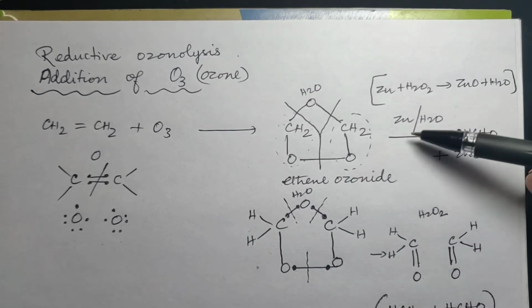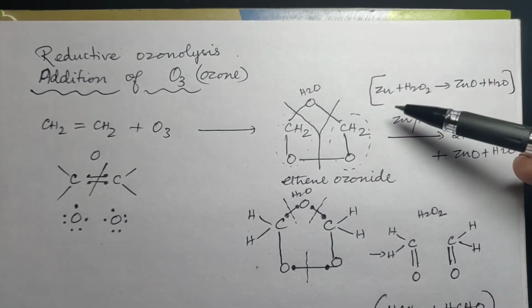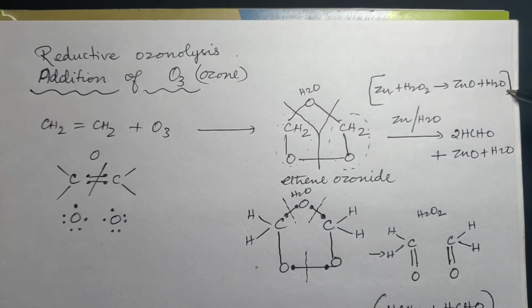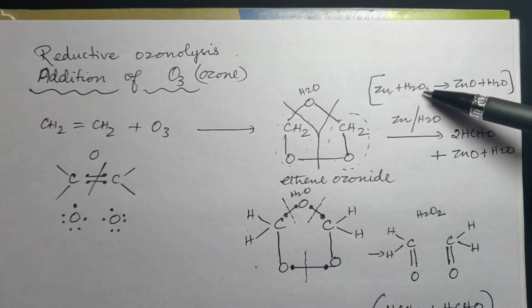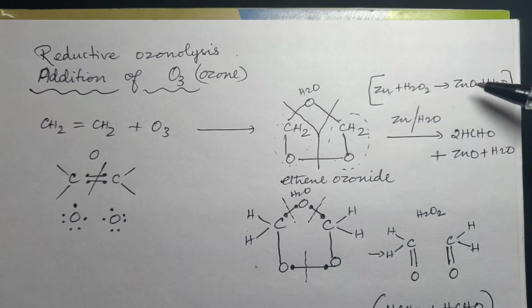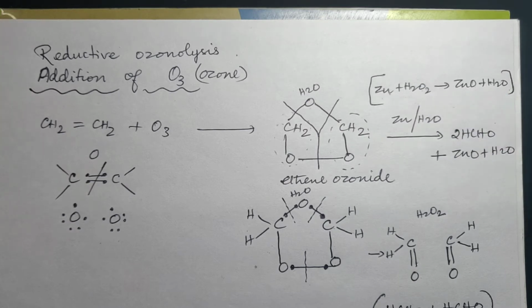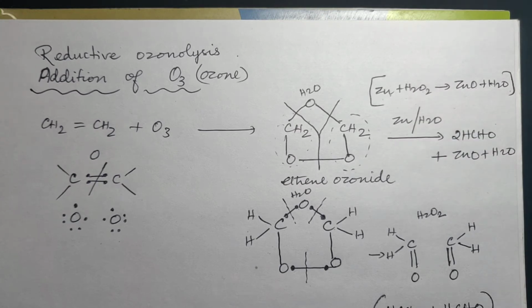Now what is this zinc dust doing here? This H2O2 will react with zinc dust, getting converted to zinc oxide and water. Now what is the role of H2O2 here? It is acting as an oxidizing agent, supplying oxygen to zinc and zinc becomes zinc oxide. So H2O2 is acting as an oxidizing agent here and zinc is acting as a reducing agent. Right?